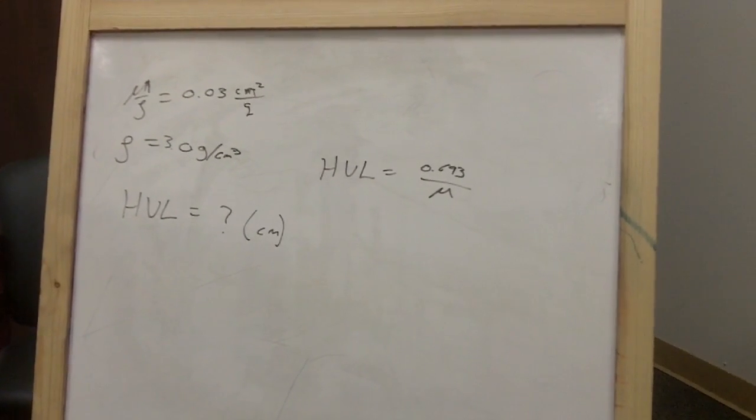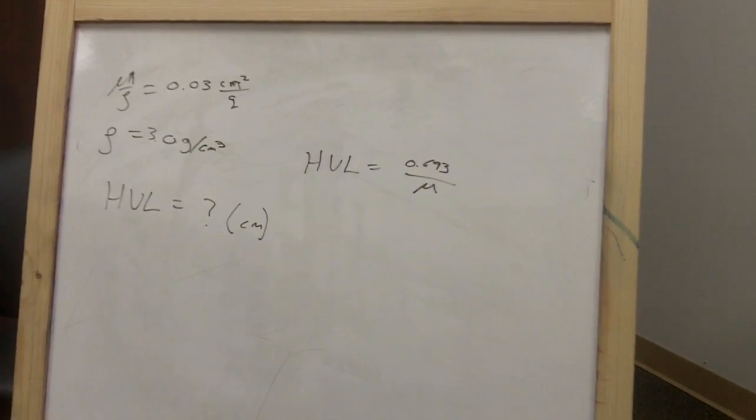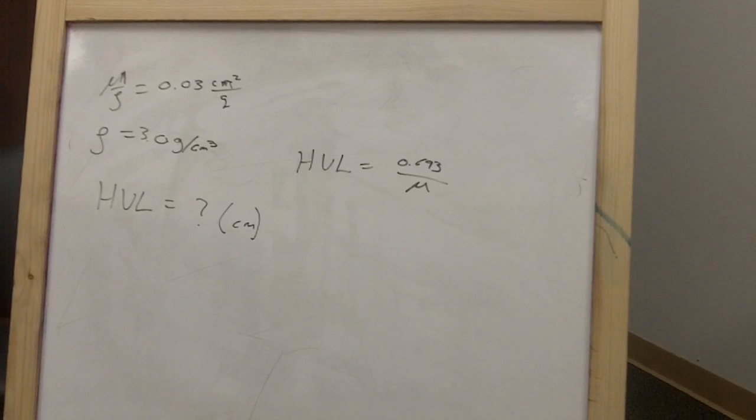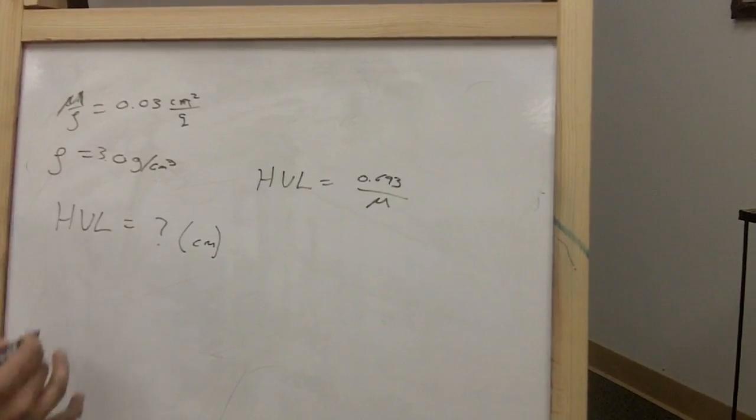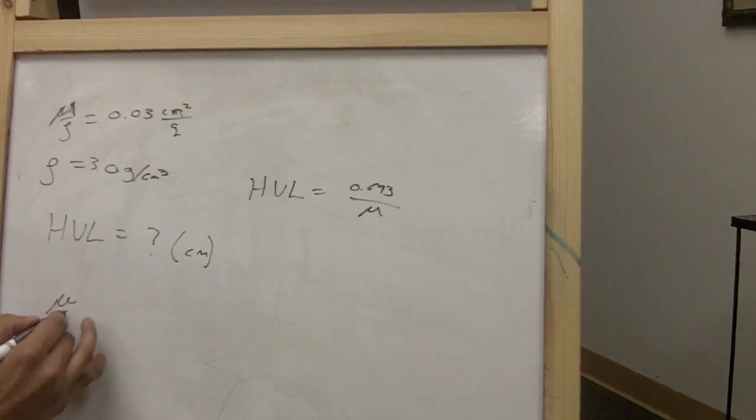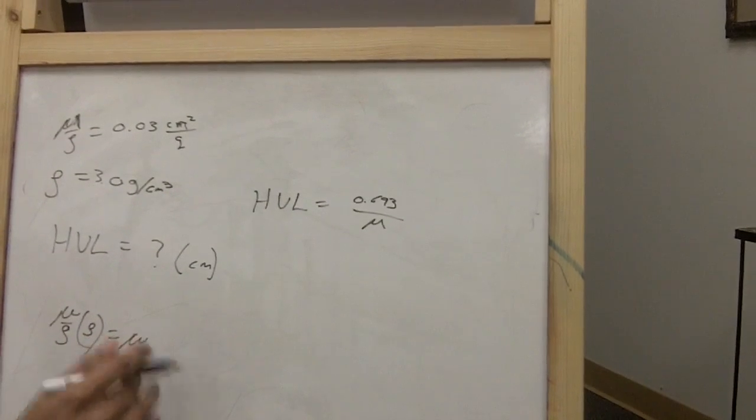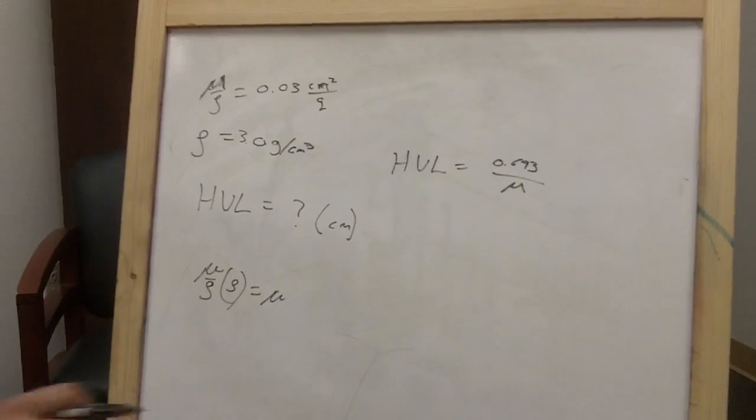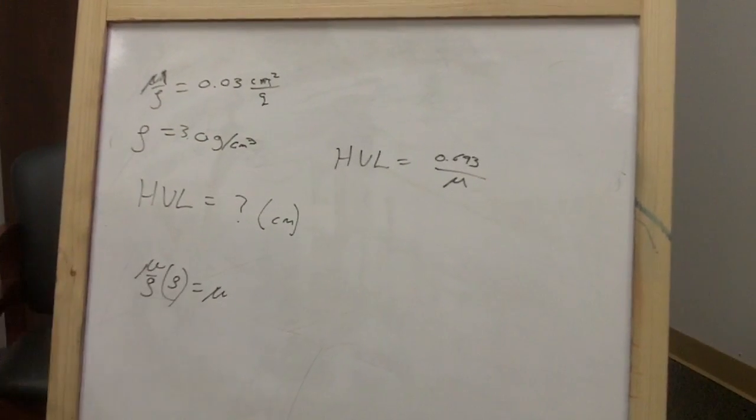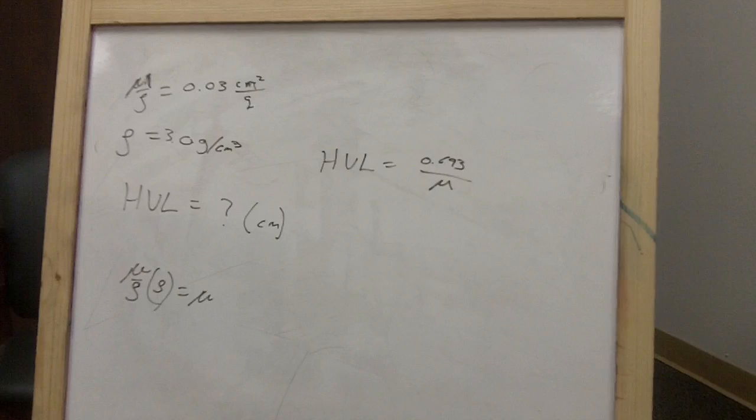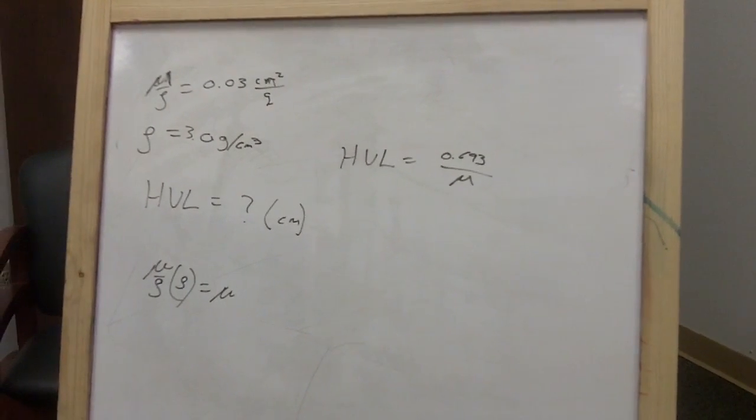So, what is mu? I have 0.09, but I don't really show my units, so I'm not really sure where I got that from. Well, this is mu over rho. This is rho. Can't we just do mu over rho times rho equals mu, right? 0.03 times 3, 0.09. That's where you got it. Does that make sense? I wish I'd written it out right.